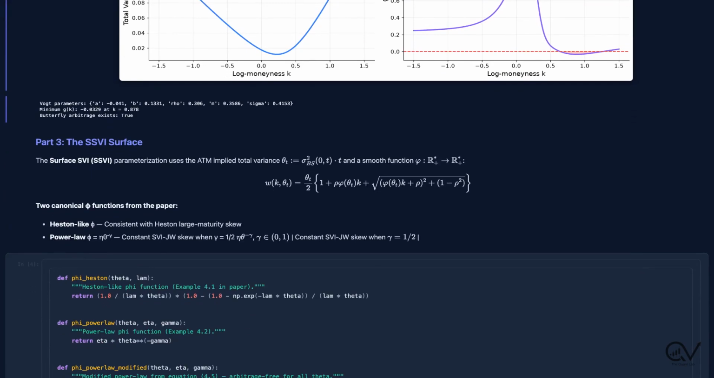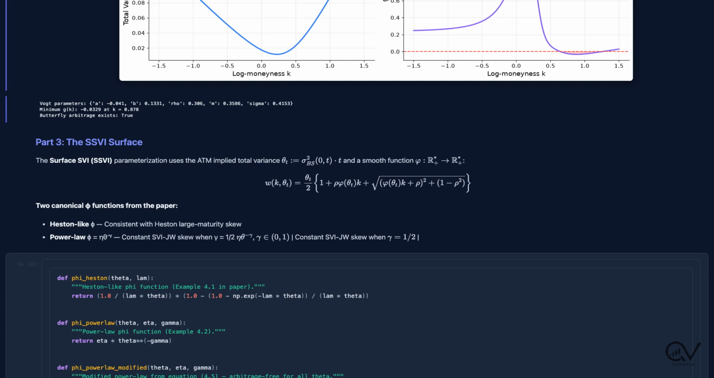The SSVI surface reparameterizes everything through the ATM total variance curve theta t. This is elegant because theta t is directly observable from market prices for any quoted expiry. You just read off the ATM option and compute sigma squared times t.